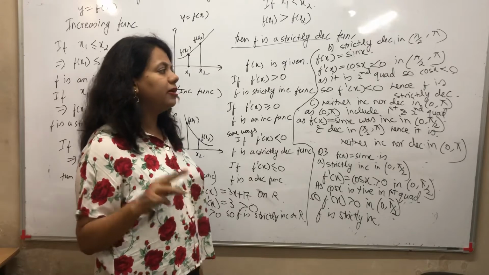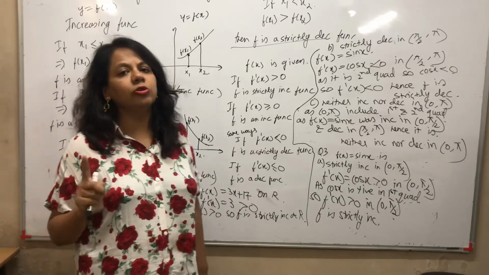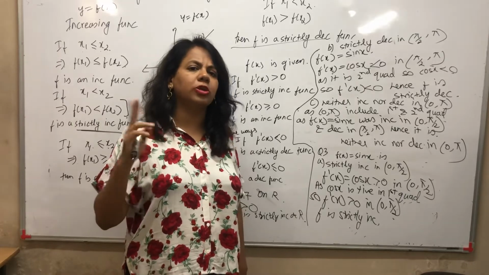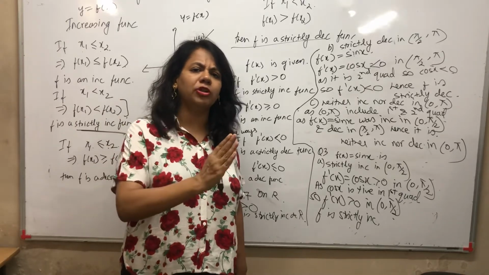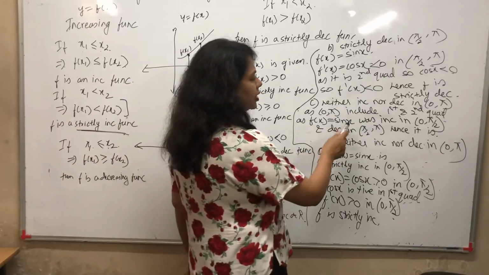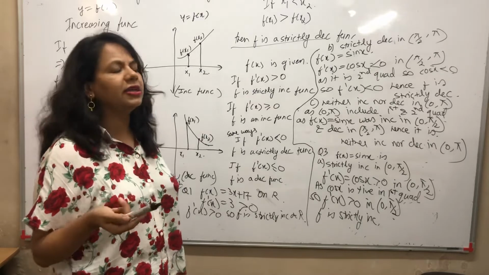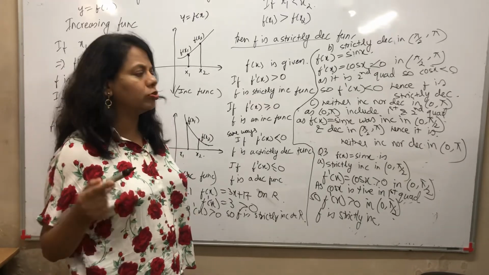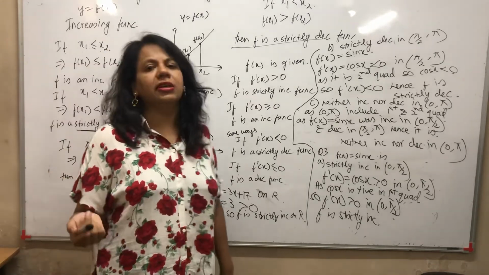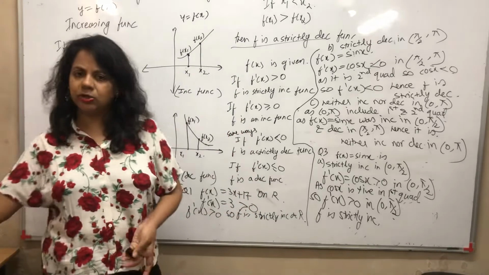Now the third part. It is neither increasing nor decreasing in 0 to pi. Now 0 to pi is what? Together a combination of the first quadrant and the second quadrant. So what happens over here? sin x was increasing in 0 to pi by 2 and decreasing in pi by 2 to pi. So together what can I say? That it is neither increasing nor decreasing in 0 to pi.